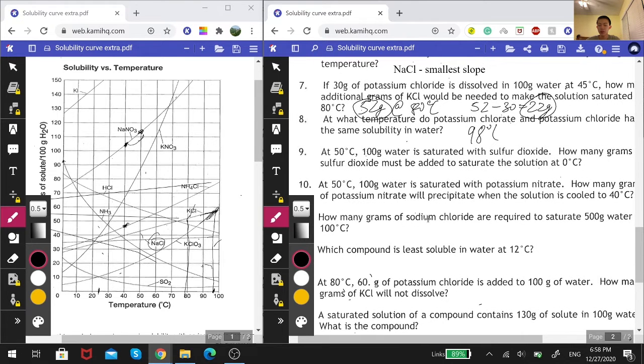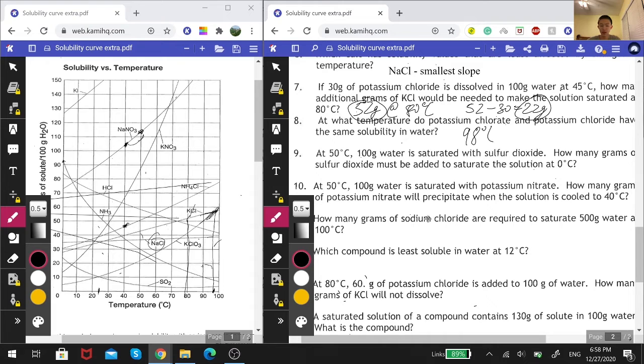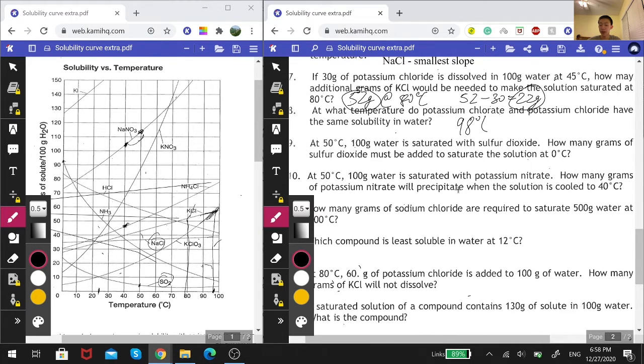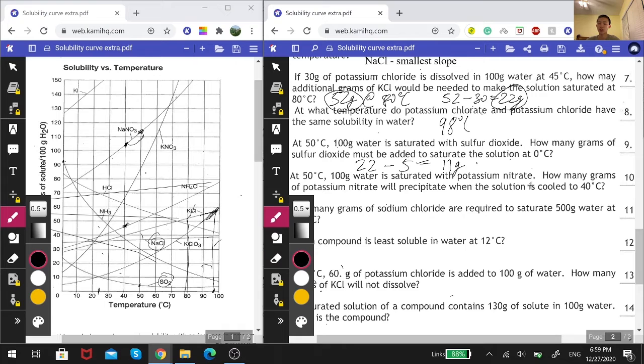Number 9. At 50 degrees Celsius, water is saturated with sulfur dioxide. At 50 degrees, sulfur dioxide, SO2, is approximately 5. How many grams of sulfur dioxide must be added for the solution to saturate at 0 degrees? At 0 degrees, it's about 92. No, sorry, I was looking at the wrong line. It's about 22. So it will be 22 minus 5. 22 at 0 degrees and 5 at 50 degrees. That gives an answer of 17 grams.